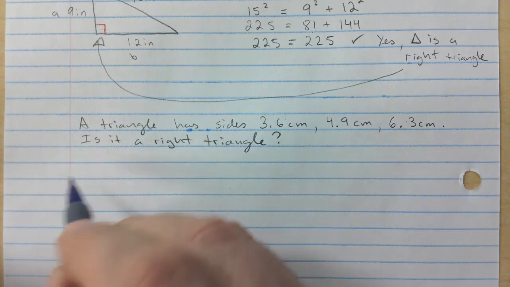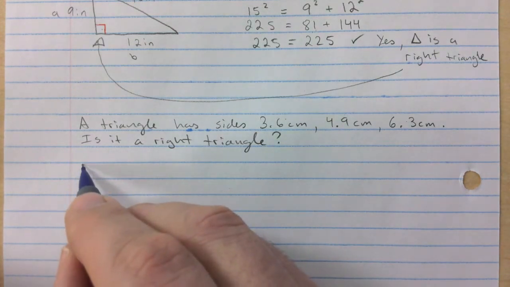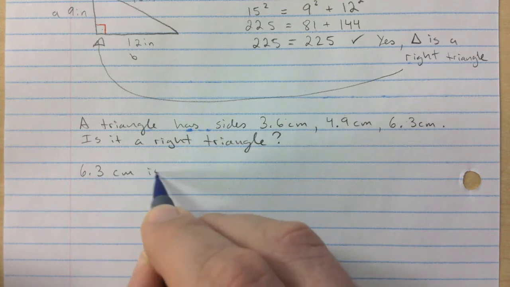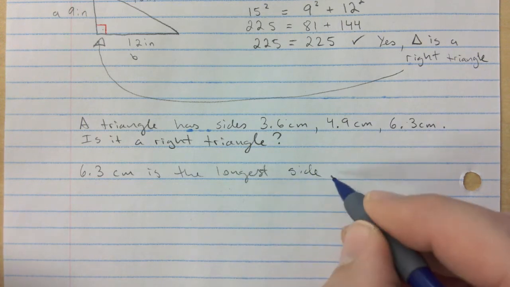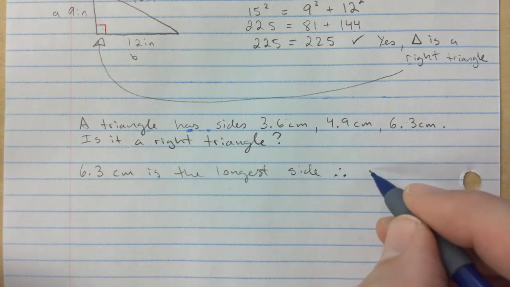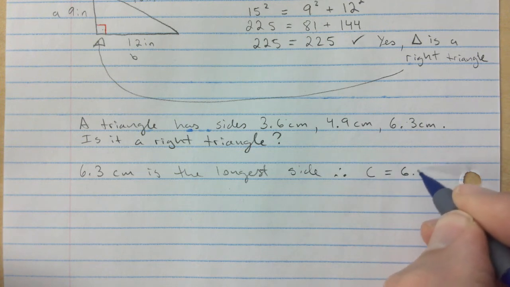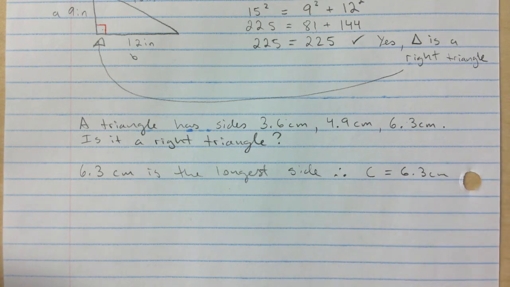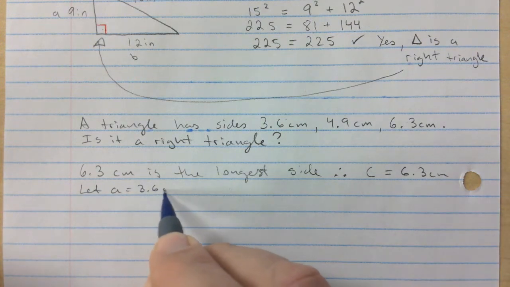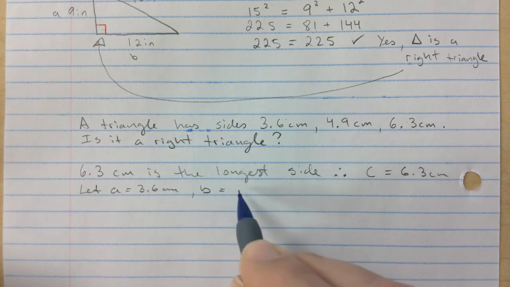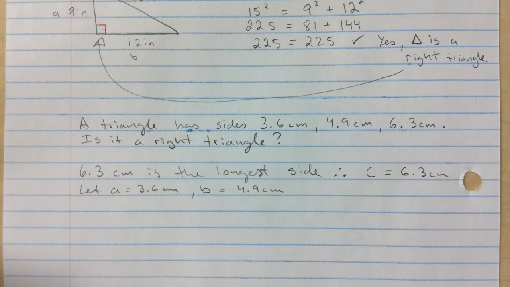So 6.3 centimeters is the longest side. Therefore, we're going to call C is equal to 6.3 centimeters. Let A be 3.6 centimeters and B will be the 4.9 centimeters. But you got to make sure that C is your longest side. You're suspecting that that's your hypotenuse, okay?